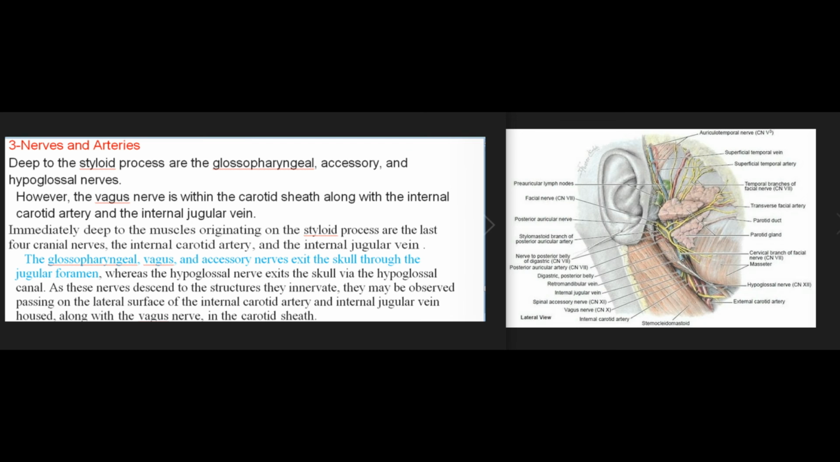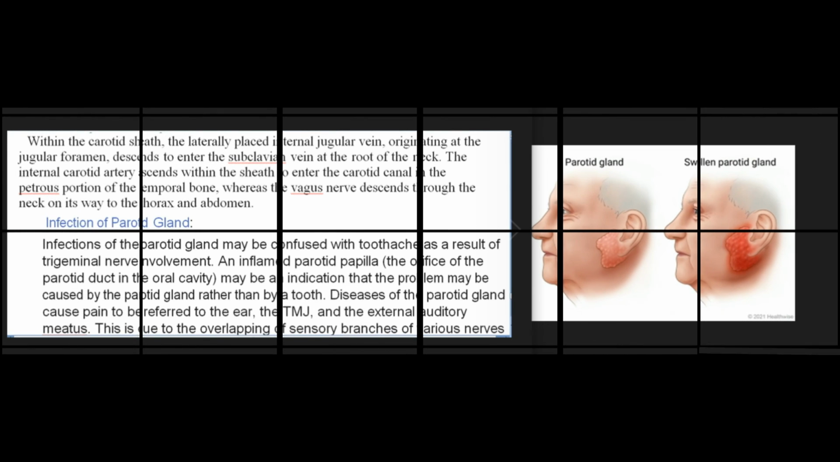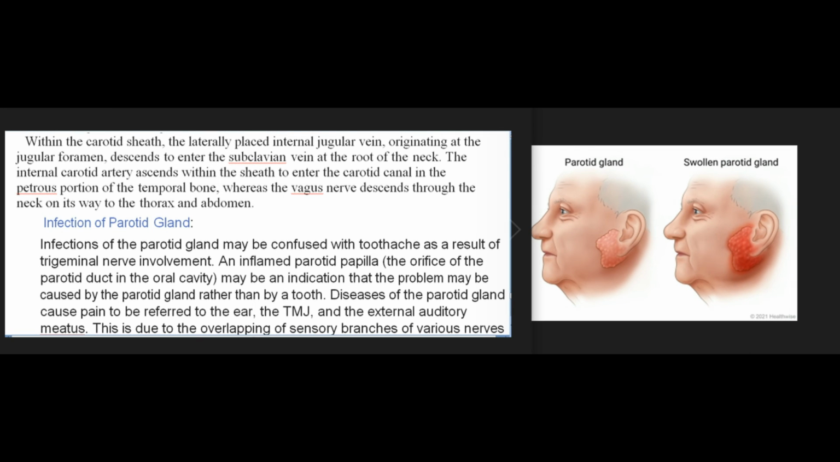As these nerves descend to the structures they innervate, they may be observed passing on the lateral surface of the internal carotid artery and internal jugular vein housed, along with the vagus nerve, in the carotid sheath. Within the carotid sheath, the laterally placed internal jugular vein, originating at the jugular foramen, descends to enter the subclavian vein at the root of the neck. The internal carotid artery ascends within the sheath to enter the carotid canal in the petrous portion of the temporal bone, whereas the vagus nerve descends through the neck on its way to the thorax and abdomen.